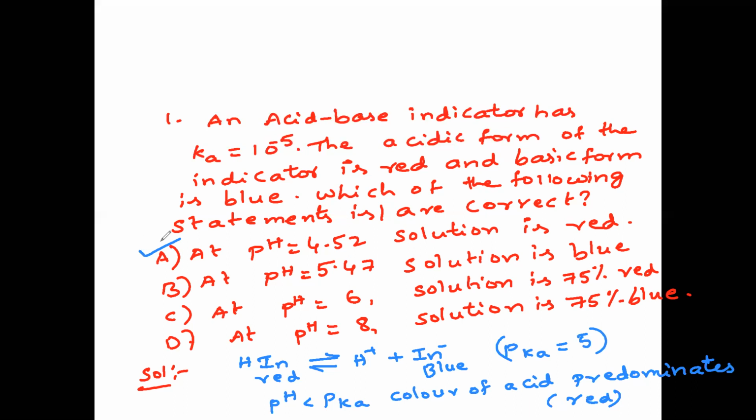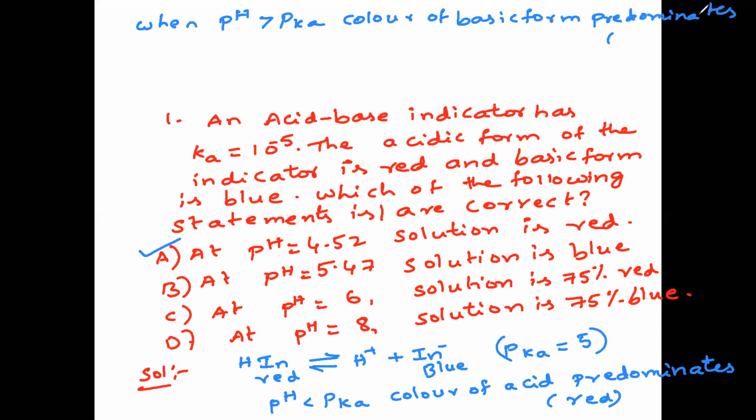When pH is greater than pKa, the color of the basic form predominates. So blue color is formed. What is the basic form of this acid? Blue color. So at pH equal to 5.47, which is greater than the pK value of 5, the solution is blue.